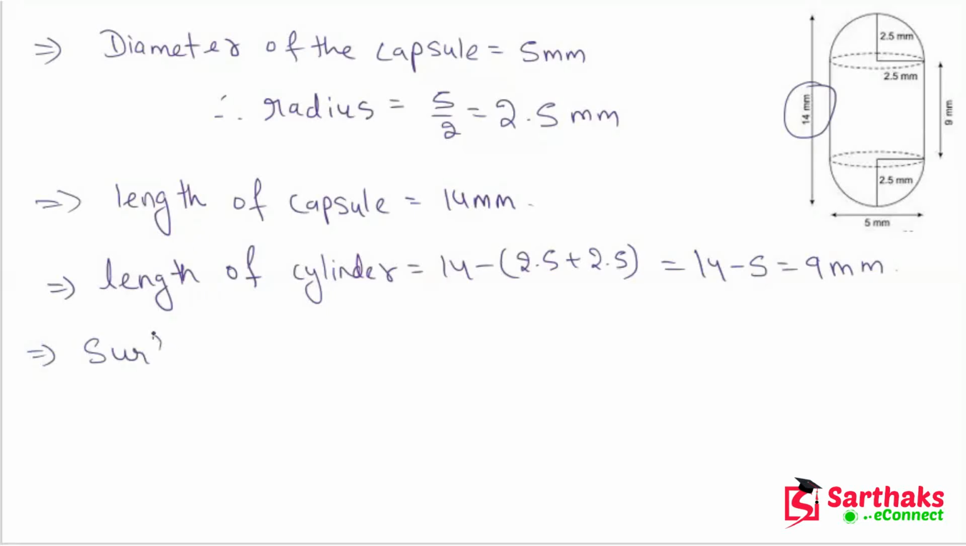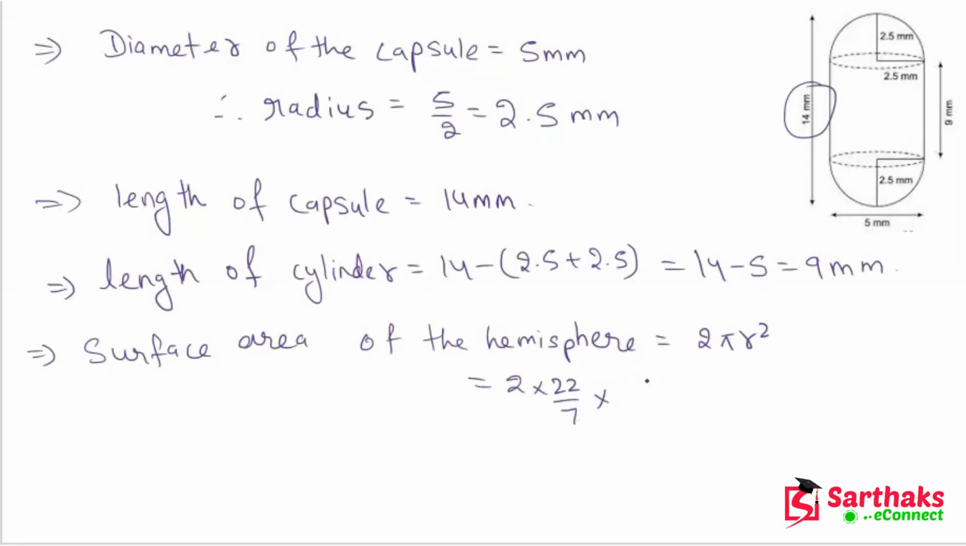Now the surface area of the hemisphere. We know that the formula is 2 pi r square. If we put the values, we get 2 into 22 upon 7 into the radius, which was 2.5, into 2.5. If you solve this, we get 275 divided by 7 mm square. This is the surface area of the hemisphere.